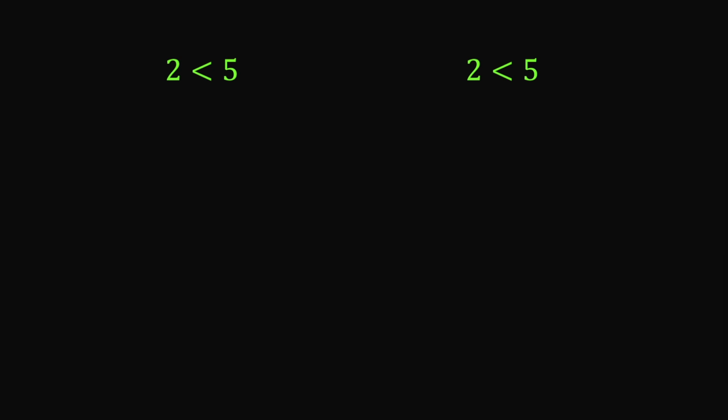Consider the inequality 2 is less than 5, which is a true statement. Let's see what happens when we multiply both sides by 3. 3 times 2 is 6, and 5 times 3 is 15. The inequality remains unchanged, as 6 is still less than 15.